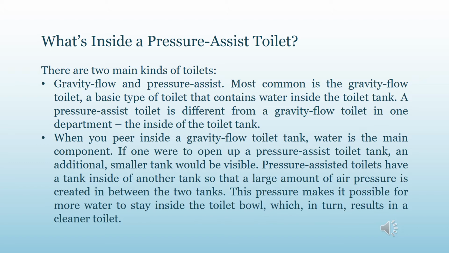When you peer inside a gravity flow toilet tank, water is the main component. If one were to open up a pressure assist toilet tank, an additional smaller tank would be visible. Pressure assisted toilets have a tank inside of another tank so that a large amount of air pressure is created in between the two tanks. This pressure makes it possible for more water to stay inside the toilet bowl, which in return results in a cleaner toilet.